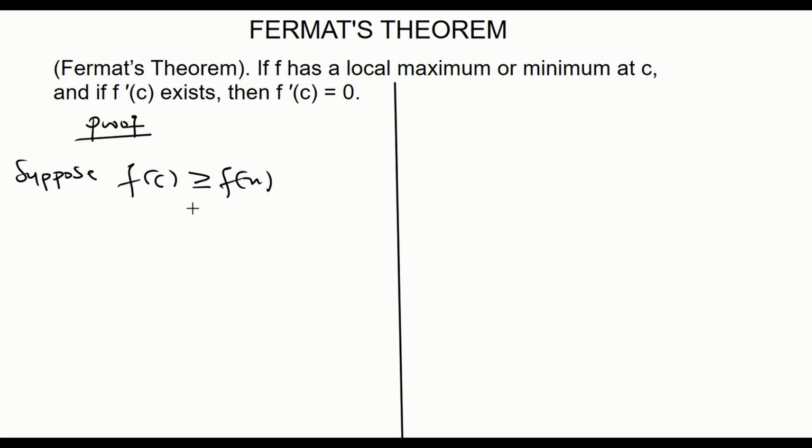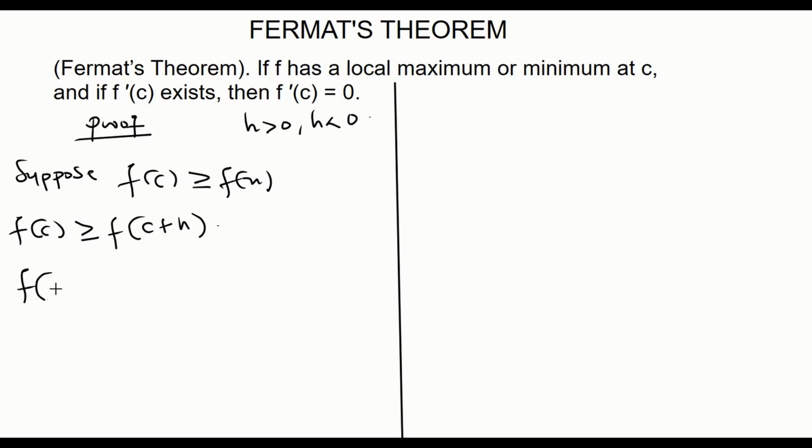Then we know that this also implies that if there's an h which is sufficiently close to 0, where h is either positive or negative, that is, h is greater than 0 or h is less than 0, then we can restate this as my function at c should still be greater than or equal to my function at c plus h. With this, let's rearrange this.